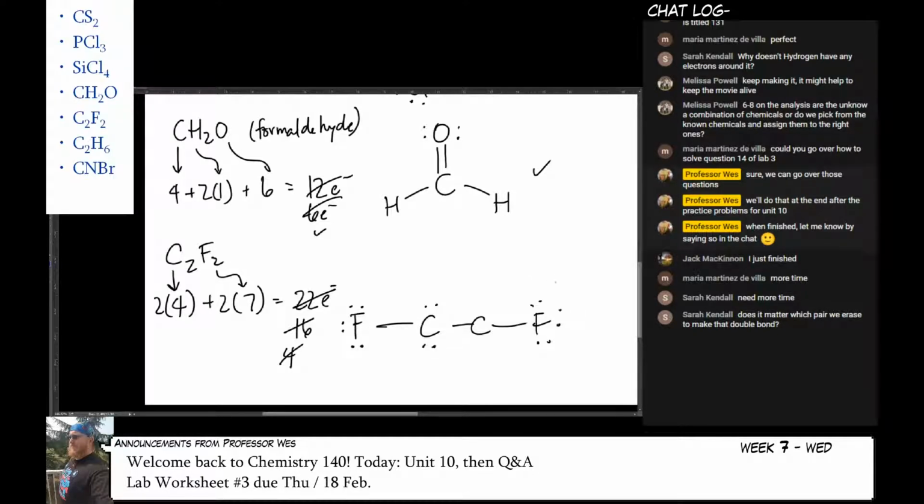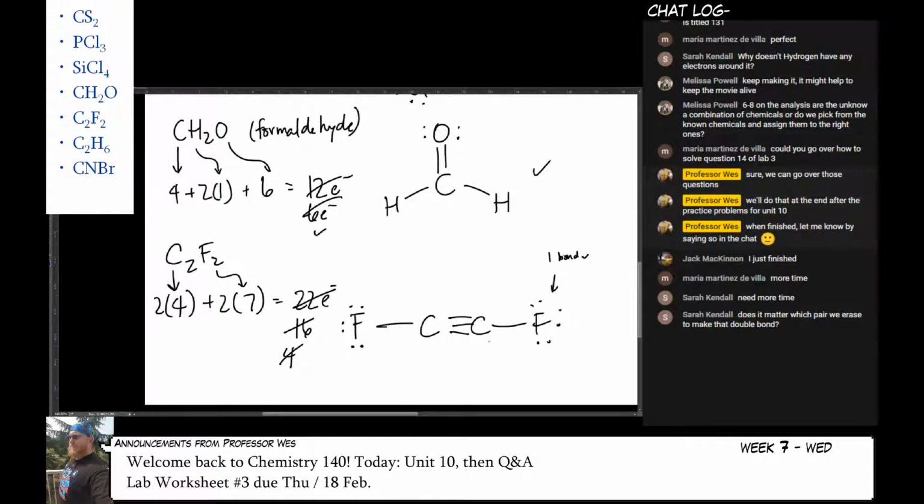Now, remember what we said earlier. Fluorine only wants to bond to one thing. Right? And carbon wants to bond to 4 things. So the best answer to do this would be to take this and put it here, and take this and put it here.